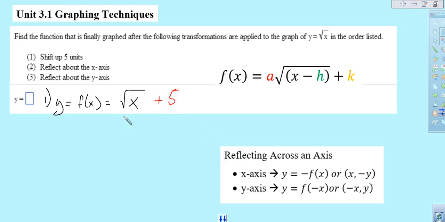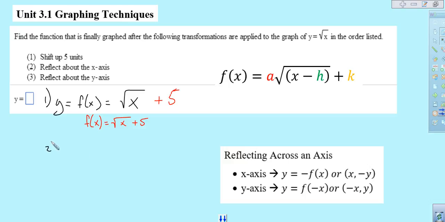So that would be if I had to create my own equation, and to clean it up so it looks more fluent, f of x is equal to the square root of x plus 5. Make sure that radical is not covering the plus 5. That plus 5 is outside the radical.